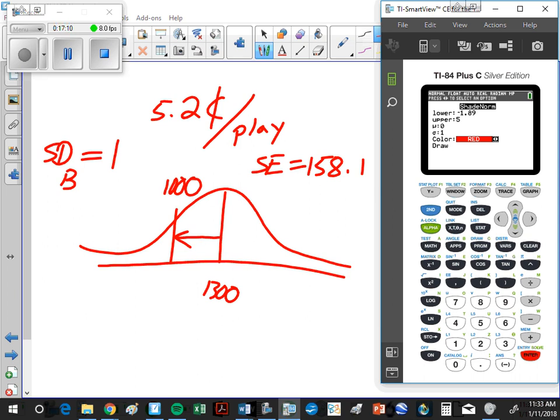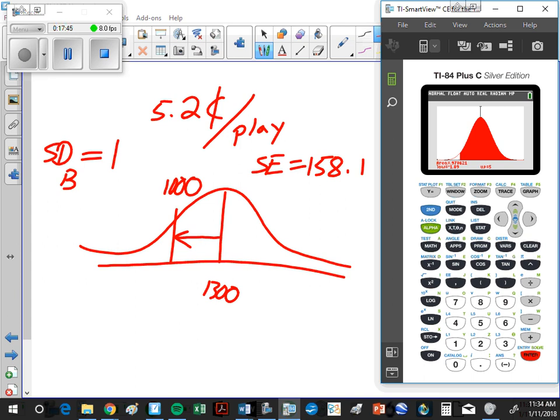So this percentage is going to be the chance that the casino wins more than $1,000 if 25,000 plays occur. So the casino has a 97% chance of winning $1,000. Now, do you want to know the crazy thing? That is if everybody bets $1.